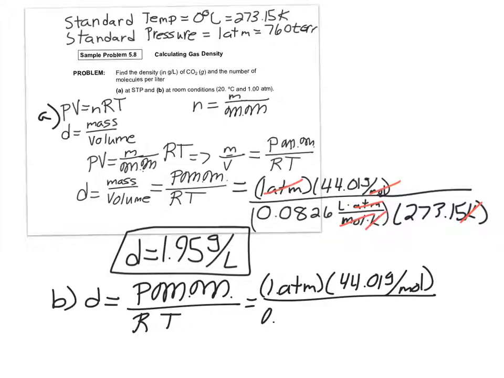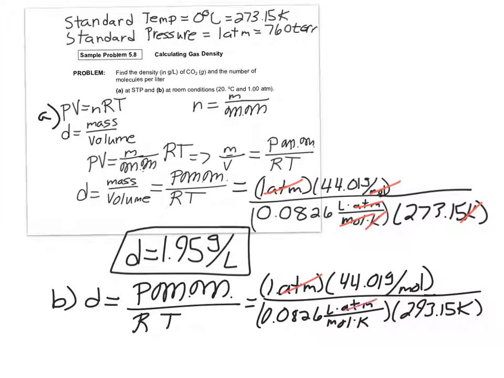Divided by R. R is a constant. It didn't change. Times our temperature. Our temperature did change, right? It went to 20 degrees. So that's going to be 293.15 Kelvin. Right, we have to convert that to Kelvin, remember. Let's check our units one more time just to be sure. I've got atmospheres, atmospheres, Kelvin, Kelvin, mole, mole. I'm going to be left with grams per liter.